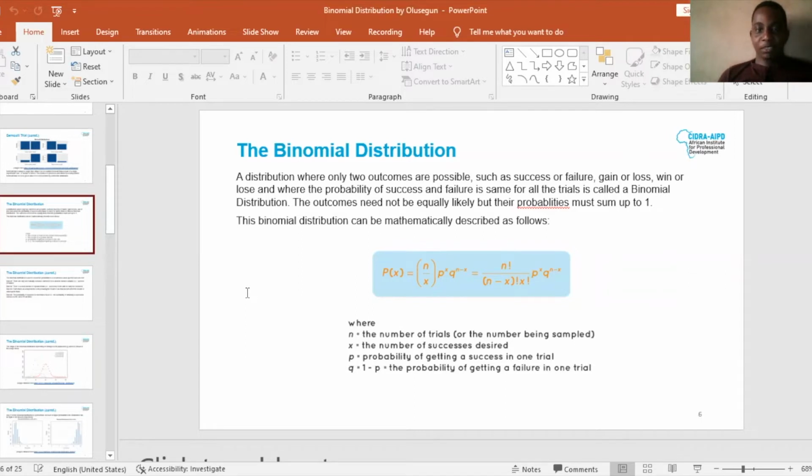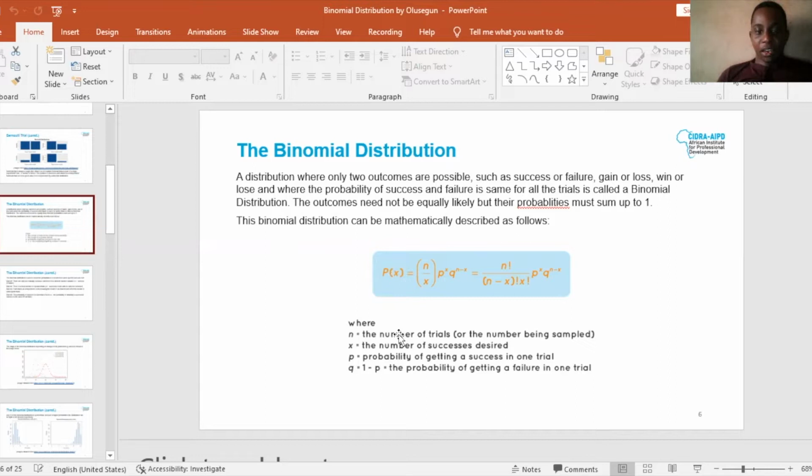Remember in the previous slide, we saw distributions of some trials showing the probability of their success and failure. And we saw that we had 50-50% probability for success and failure. One also had 70-30 and so on. So the outcomes will not be equally likely, but the probabilities must sum up to 1. When you have 50-50, you have 0.5 plus 0.5, which sums up to 1. If you have 70% to 30% probabilities, we have 0.7 plus 0.3, which also sums up to 1. The binomial distribution can be mathematically described as follows.